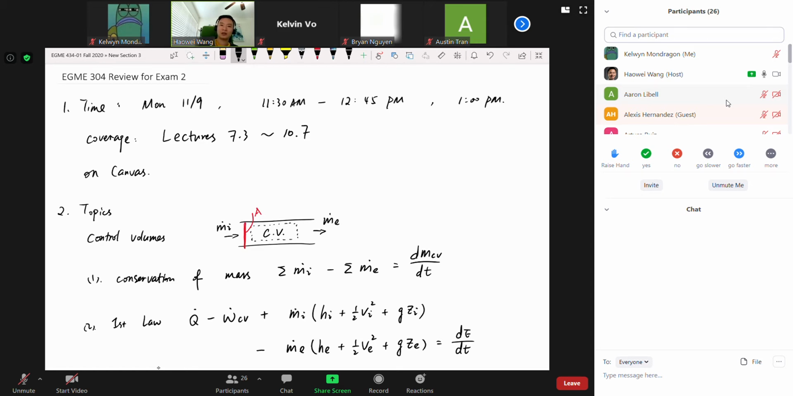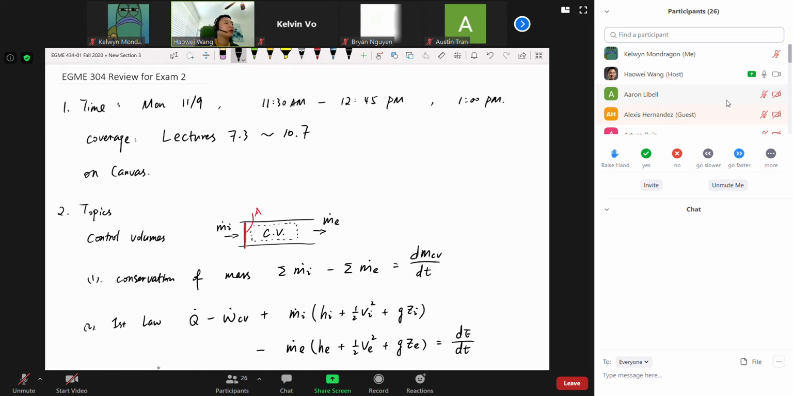All right, so make sure you do that. It's better to submit something that's not perfect than not submitting at all. Right? Okay, and the coverage, lecture 7.3 to 10.7. That's the coverage, 7.3 to 10.7. And how to access the exam is still exactly the same on Canvas.